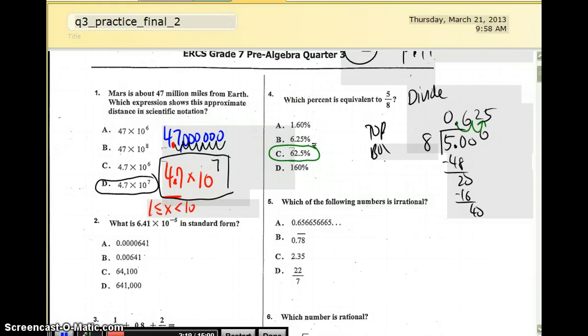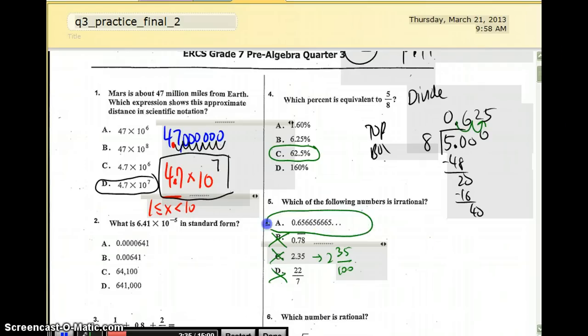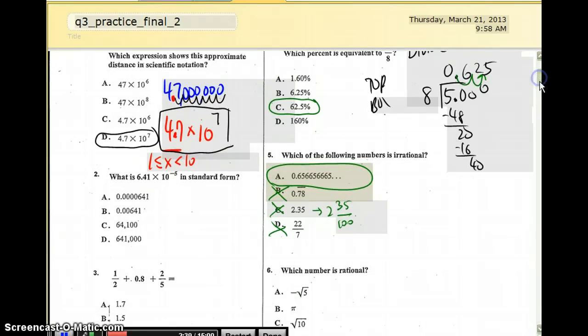C. Number 5, which number is irrational? I know that fractions are not irrational. Decimals that terminate are not irrational because I could write it as a fraction, 35 over 100, and then simplify. Repeating decimals are also not irrational, but the ones that are irrational are the decimals that go on forever, just like pi does.